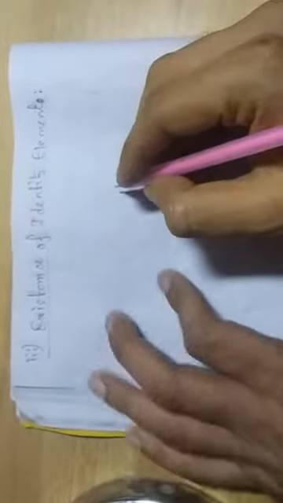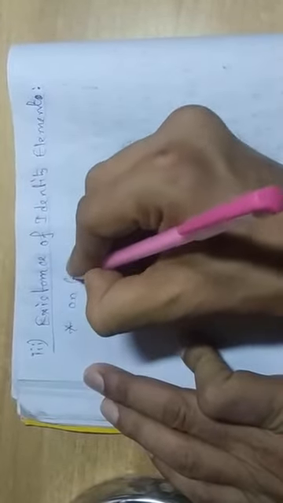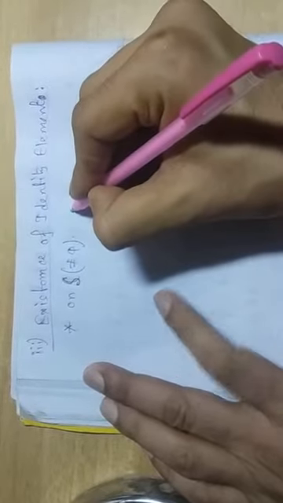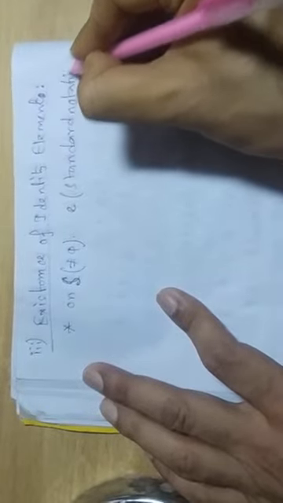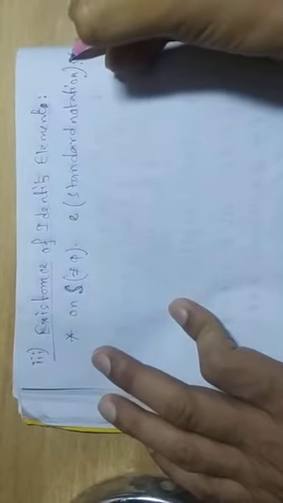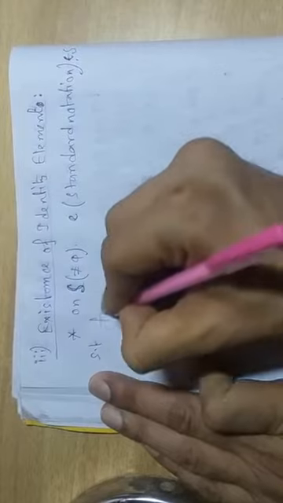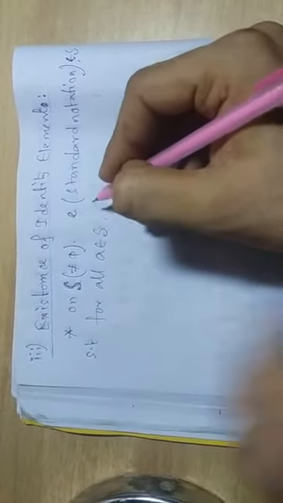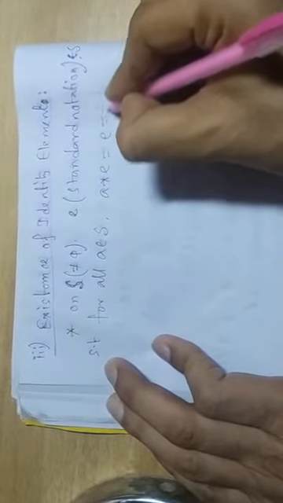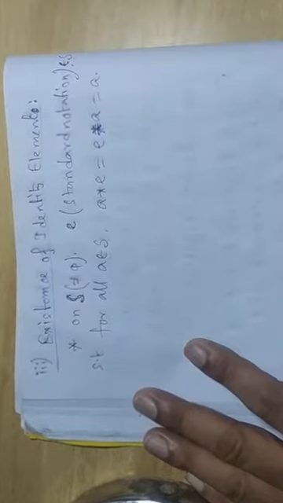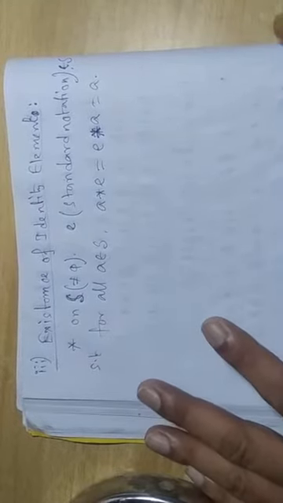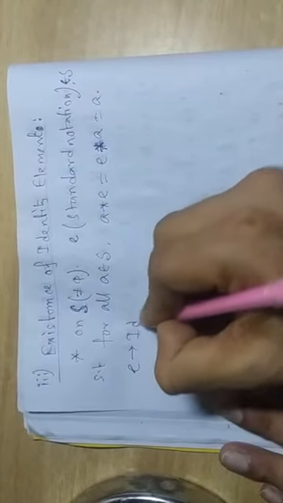Okay, the third property is the existence of identity element. Now what this says is that for some operation star on some non-empty set S, if we can find some element E, which is the standard notation for identity element, in S such that for all elements A, A star E and E star A both will become A. If this happens, then we can say that the element E is the identity element.